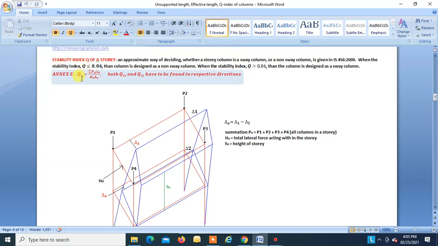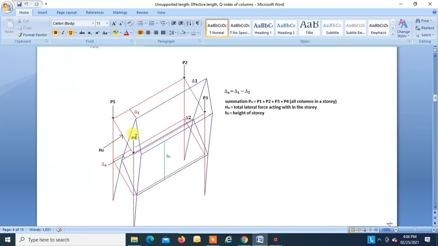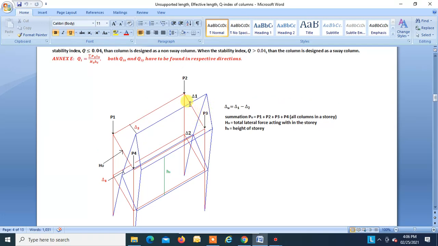Here i represents the Q for the ith story. The formula is summation of PU into delta U divided by HU into HS. You have to find Qix and Qiy, that is, you have to find the stability index Q in both the respective directions. This is our YY axis and this is XX axis. At present we are looking towards YY axis. This is the displacement delta 1, this is the displacement delta 2. So delta U is the story drift, that is delta 1 minus delta 2. That is how you get delta U.